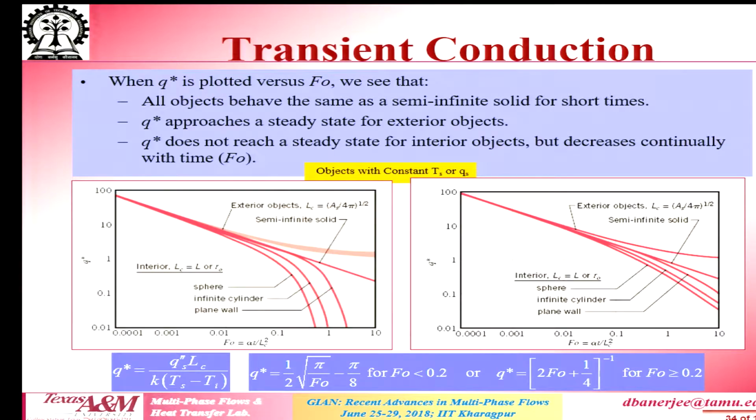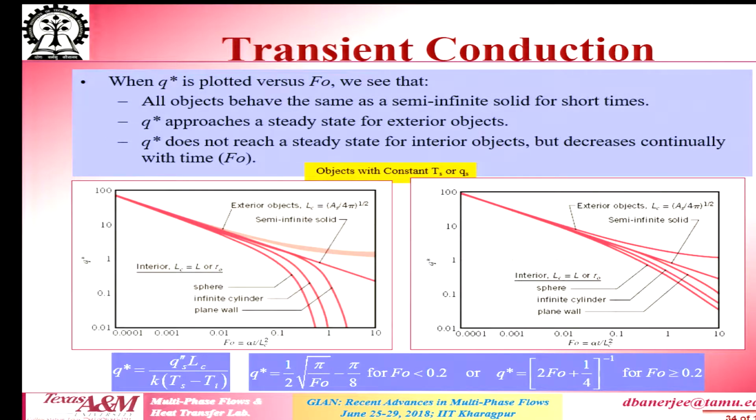So, the one on the right is, I am sorry, I take it back. The one on the right is for a heat flux imposed on the surface, and the one on the left is a temperature boundary condition imposed on the surface. And you can see that there is a straight line that is marked as semi infinite solid. That is the response that you get from the semi infinite solid equation.